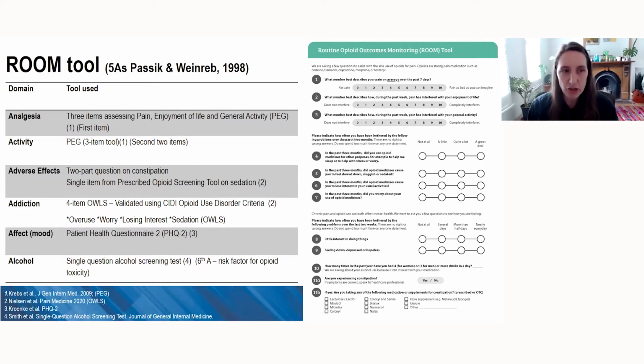In terms of measuring addiction or aberrant behaviours, we developed a 4-item validated tool that is reliable for screening for people who might meet criteria for opioid dependence or opioid use disorder. And I'll go into that in more detail. And then we've got the PHQ-2, which is a very commonly used primary care screening tool for anxiety or depression. And then a single question for screening for risky alcohol use, and that's with alcohol as a 6A. So now I'm going to walk through each of those tools and hopefully give you a little bit more information.